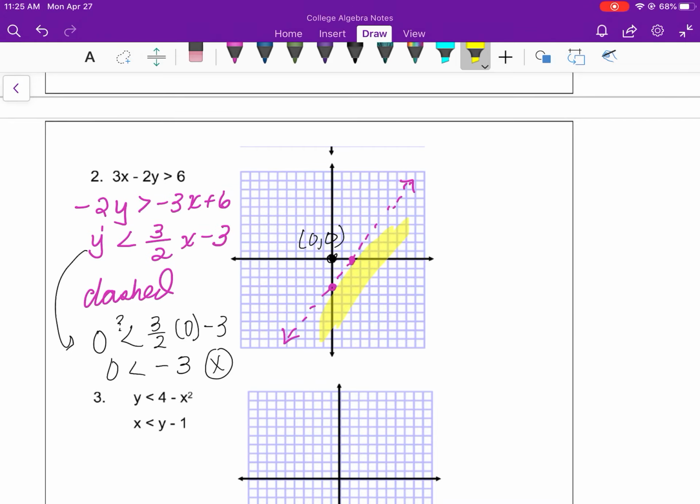So remember, you're shading where it's true. And in this case, it happens to be underneath the line. So this was false. This region will be true.